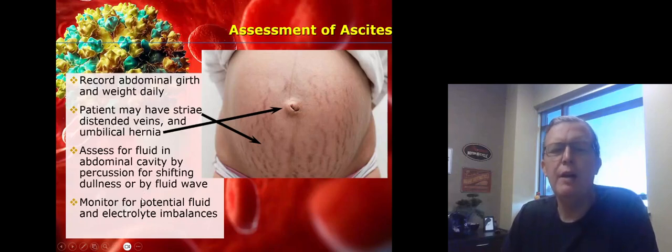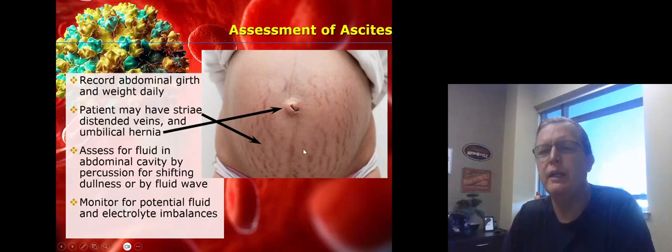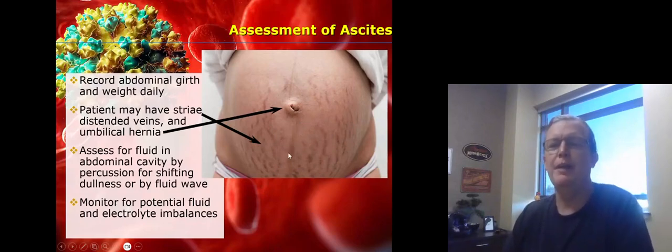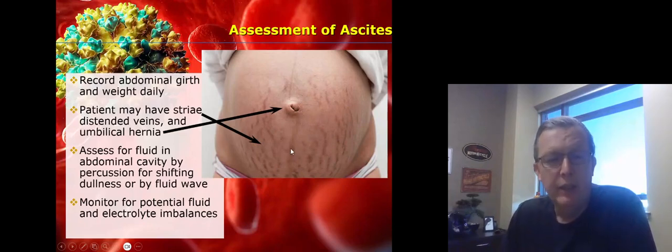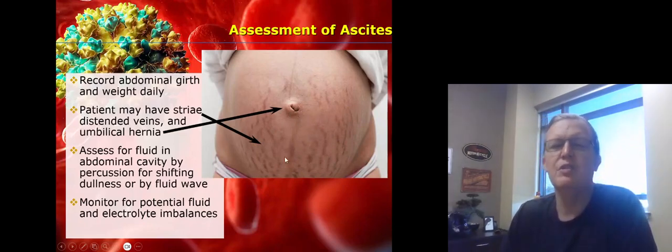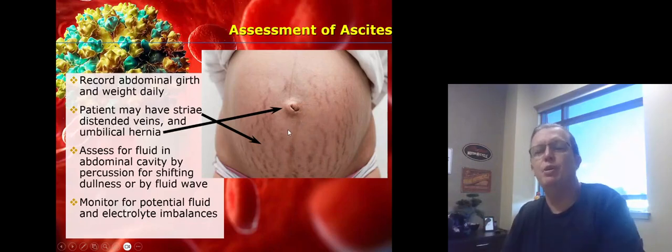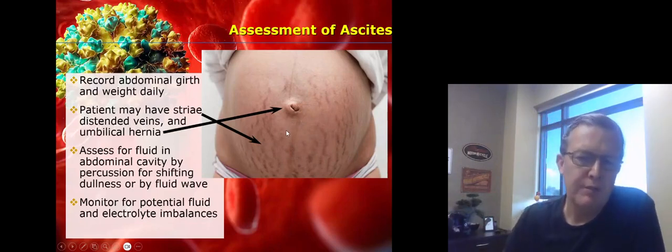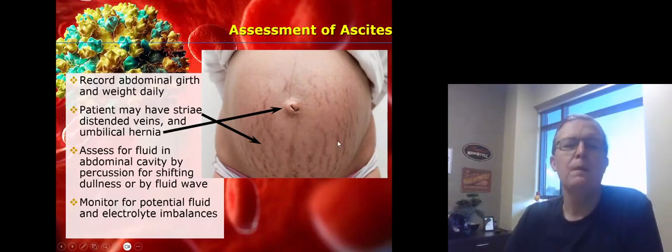So patients may have striae, which are what you may hear people refer to casually as stretch marks. These are examples of striae here, as well as a herniated umbilicus, which you might hear people say is an outie, but that's what we mean by herniated umbilicus. In this case, they don't just have an outie belly button, their belly button has been pushed out from that increased intra-abdominal pressure.